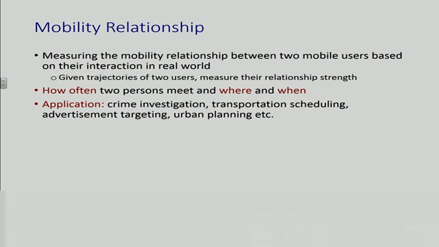For example, in the case of crime investigation, you can consider something like this. Okay, so you have identified a particular criminal in a crime scenario, and based on his mobility relationship with other users, you could compile a suspect list for his partners in crime and differentiate between his family members, who probably aren't his partners in crime, versus his actual partners in crime, and something like that.